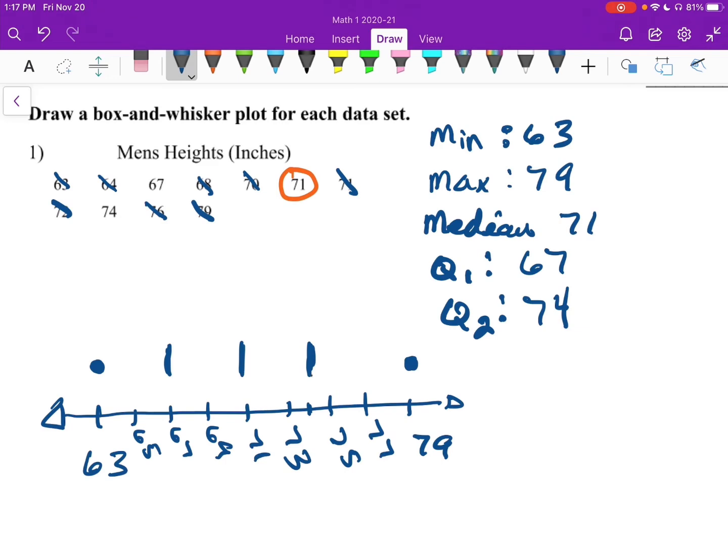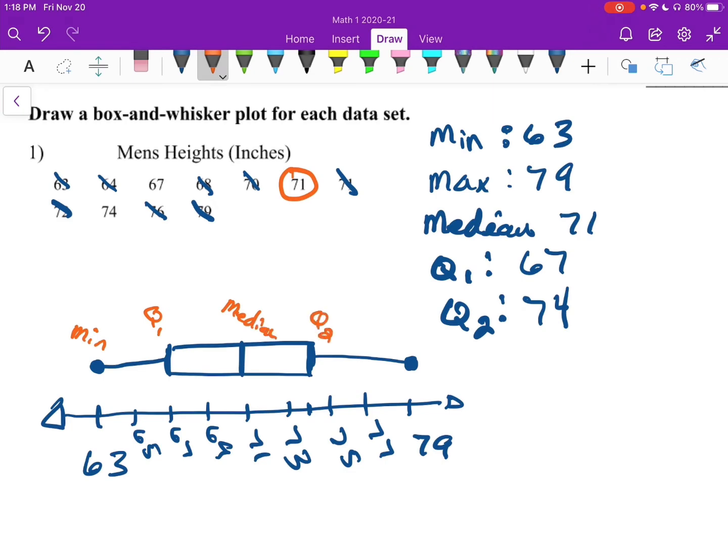Now our 3 vertical lines connect at the bottom and top, and a line comes out of the middle of these to make our little whiskers. And there's our box and whisker plot. So again, let me just label these on here. Here's our min, here's Q1, here's median, Q2, and our max.